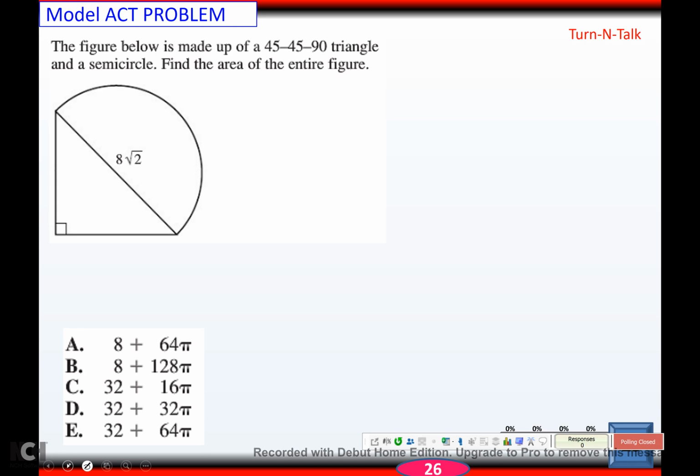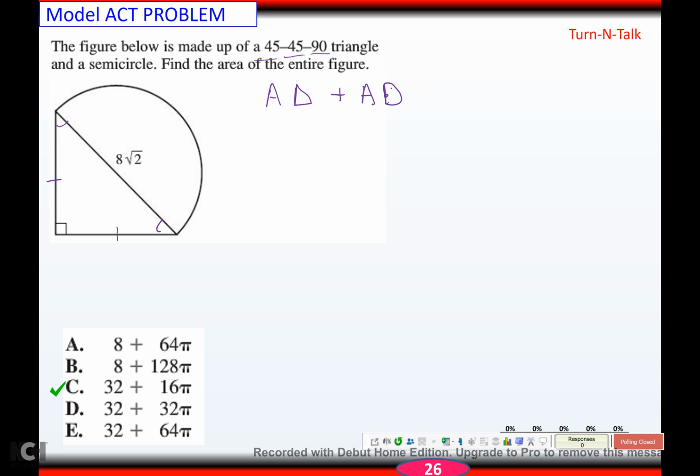And hopefully you got C. Alright, the figure below is made up of a 45, 45, 90 triangle. And you know what that means. That means that the legs are equal, right? And they want us to find the area of the entire figure. Well, I need to find the area of the triangle, and then the area of the semicircle.